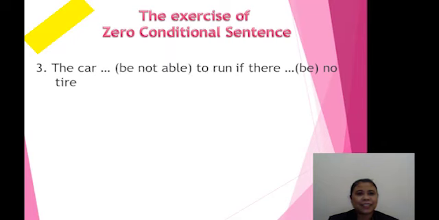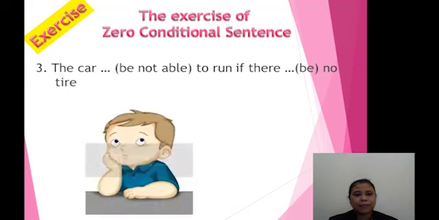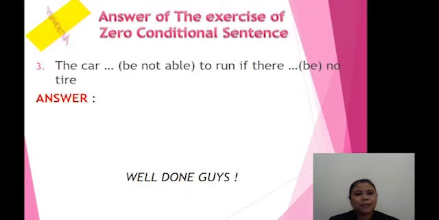Very good. Let's go to exercise number 3. The car be not able to run if there be no tire. Think about the answer. I'm waiting for you. Could you get it? Let's take the answer. The car be not able to run if there be no tire. The answer: be not able, be.